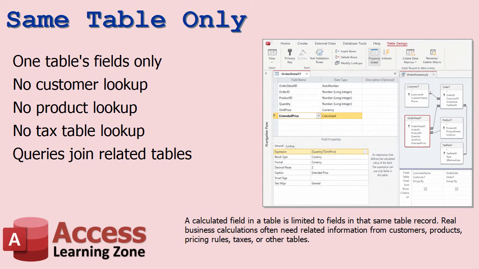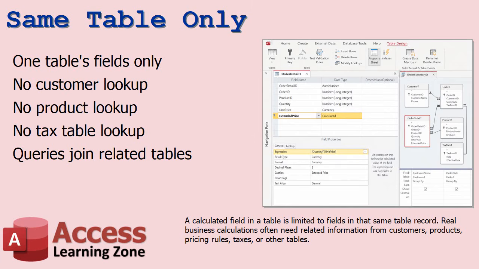The biggest limitation that calculated table fields have is that they only work with fields from that same table. Our quantity times unit price example works because both pieces of information are right there in the order detail table. Nice and simple. But real-world calculations often don't stay simple for very long. Maybe the sales tax rate depends on the customer's state.